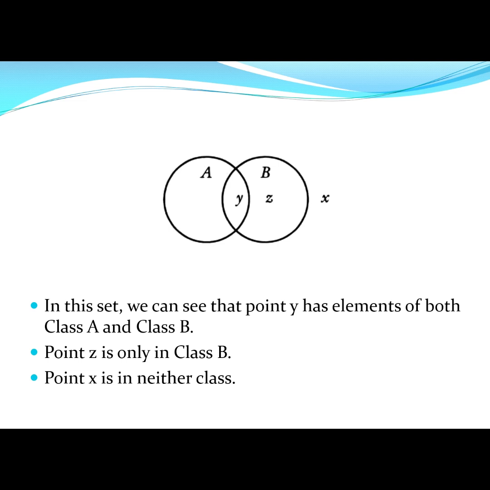In this set, we can see that point Y has elements of both class A and class B. So here we have two different groups or classes, A and B, and some of those from each of them share characteristics together. So there's an overlapping area. And then point Z is only in class B, so it does not share any characteristics from class A. And then point X is completely outside of either class, so it is completely separate from A and B.